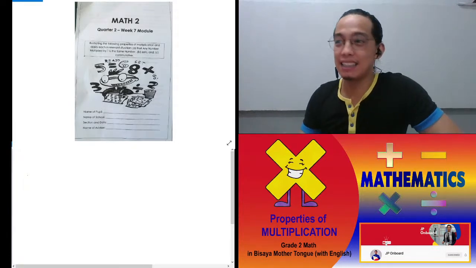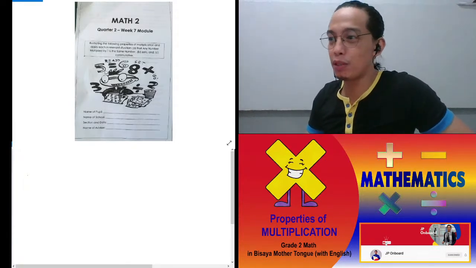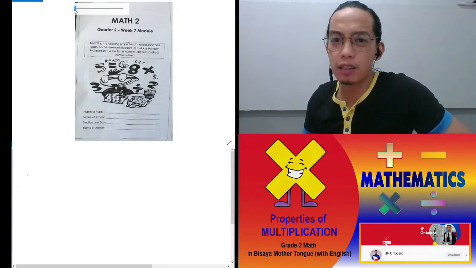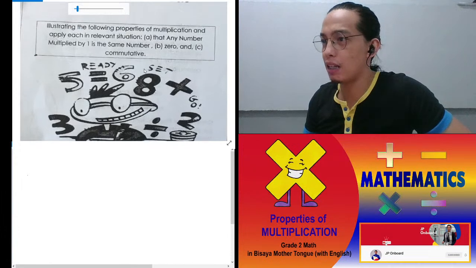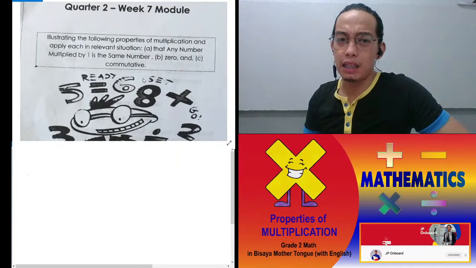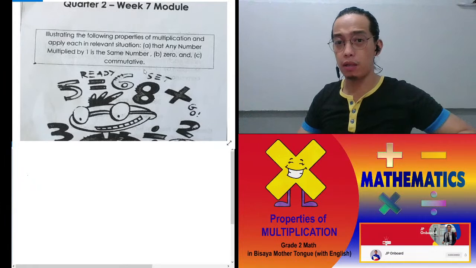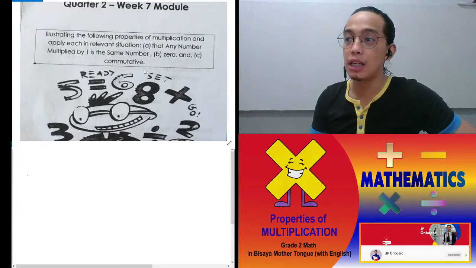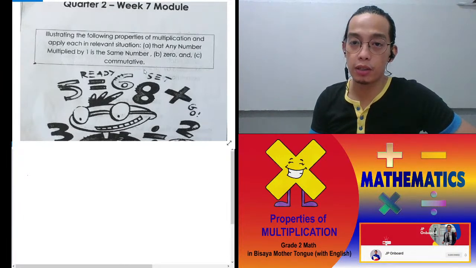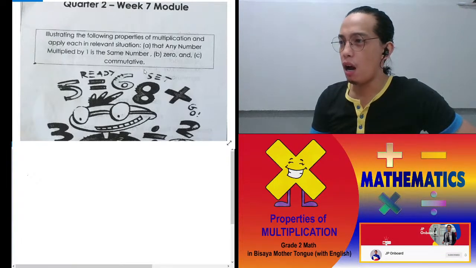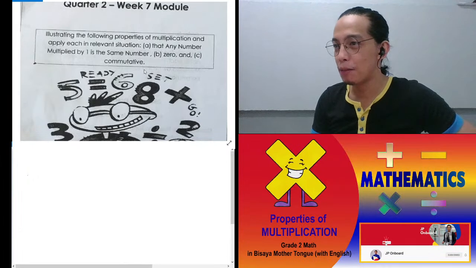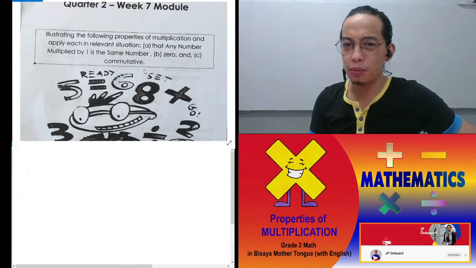Today, this afternoon, we'll be talking about illustrating the properties of multiplication. In a lengthier statement, it's illustrating the following properties of multiplication and applying each in relevant situations. So we will learn about the properties of multiplication, and apply them in the situations that need them.